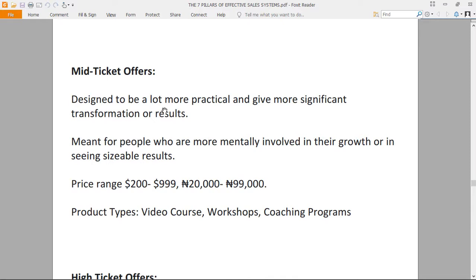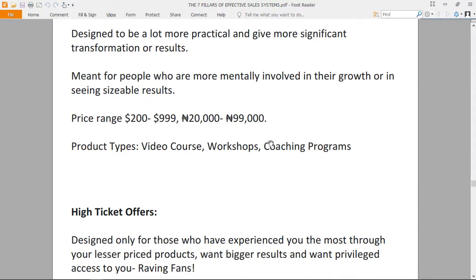So price range for a product like this could be anywhere from $200 to $999. My opinion. It could also be 20,000 to 99,000. I would consider that to be mid-ticket offers. Product types could be video courses, workshops, or coaching programs. There are some coaching programs which go for around this price.